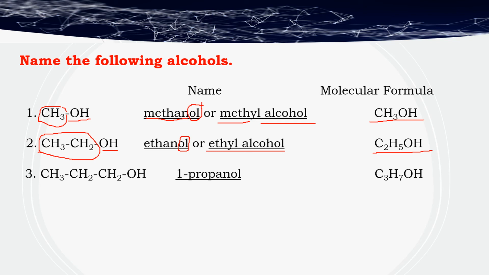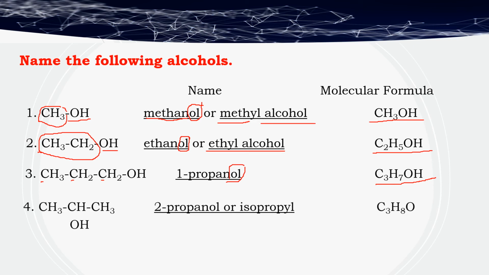Next one is this one. Count the number of carbon atoms. How many? 1, 2, and 3. The stem of an alkane that contains 3 carbon atoms is propane. The name is propane. We replace the E at the end with OL. So it becomes propanol or simply 1-propanol. So the molecular formula is C3H7OH, or we can also write C3H8O because there is one more hydrogen at the end, and O.